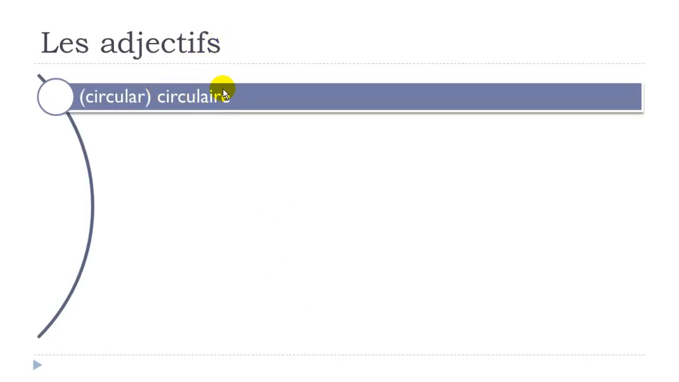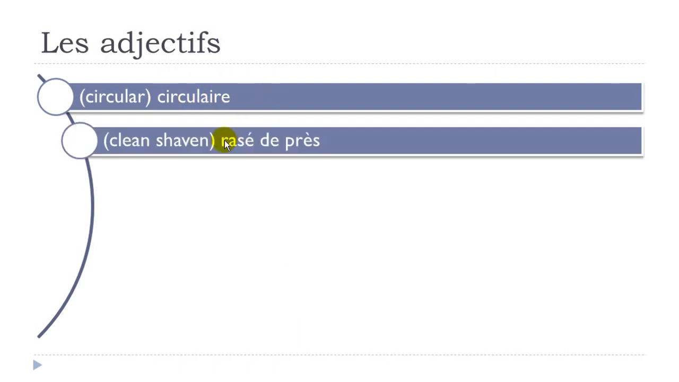Circulaire. Final E not pronounced. I together, it's I, okay, so R. Circulaire. Circulaire. Raser de près. Final S not pronounced. Okay, so here you get the E accent grave. E, près. Okay, here E accent aigu. Et raser. Raser de près.